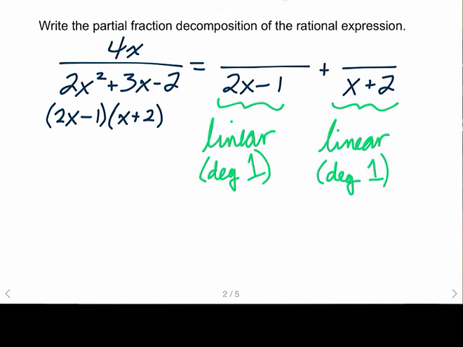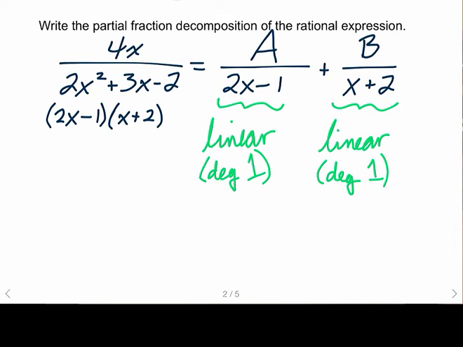And so since the factors are linear in the denominator, the numerators are going to need to be constants, degree 0. We want generic constants, and so we're going to use variables. And the variables we're going to use in this context are going to be uppercase A and uppercase B. So we start off by writing A over 2x minus 1 plus B over x plus 2. And this is the first step in the partial fraction decomposition.